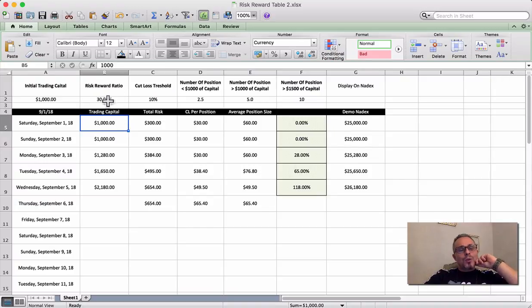The risk reward ratio basically means the total amount of risk that you will expose your capital to in a given trading day, and it's set to 30%. Now this is extremely high, all things considered. But for the demo, and also with a trading capital so low at the beginning, it really helps you hedge and get up and running with your trading capital right off the bat.